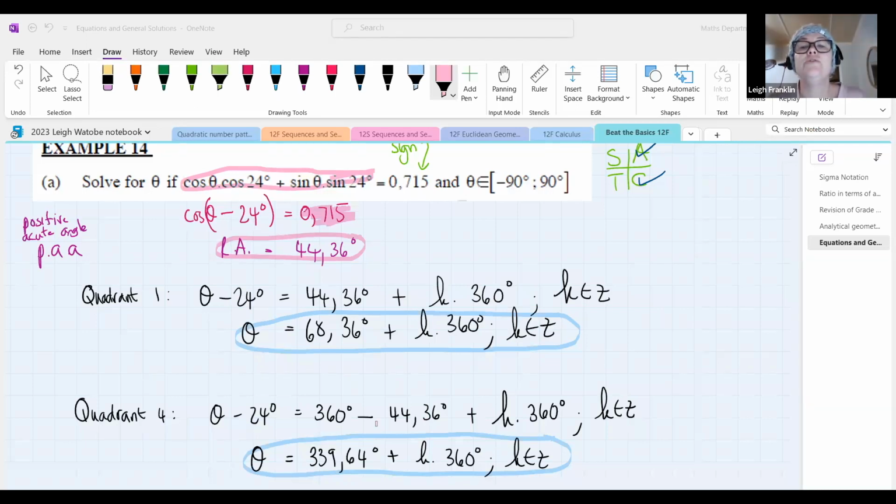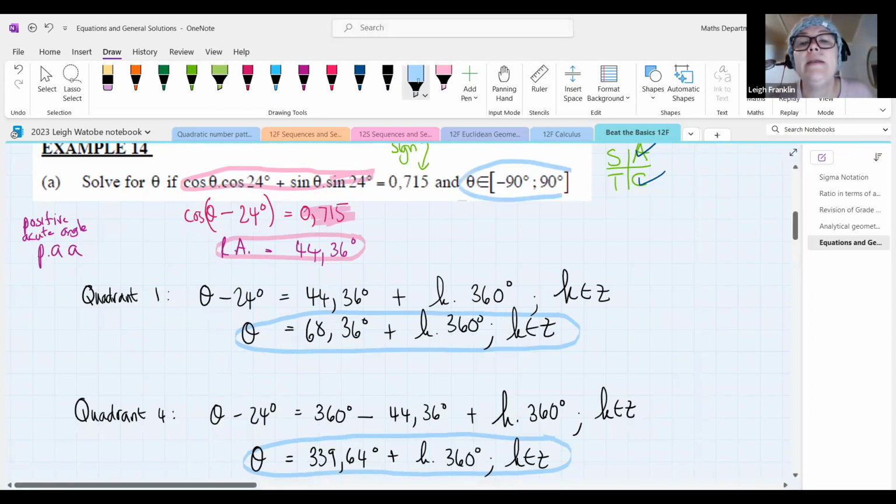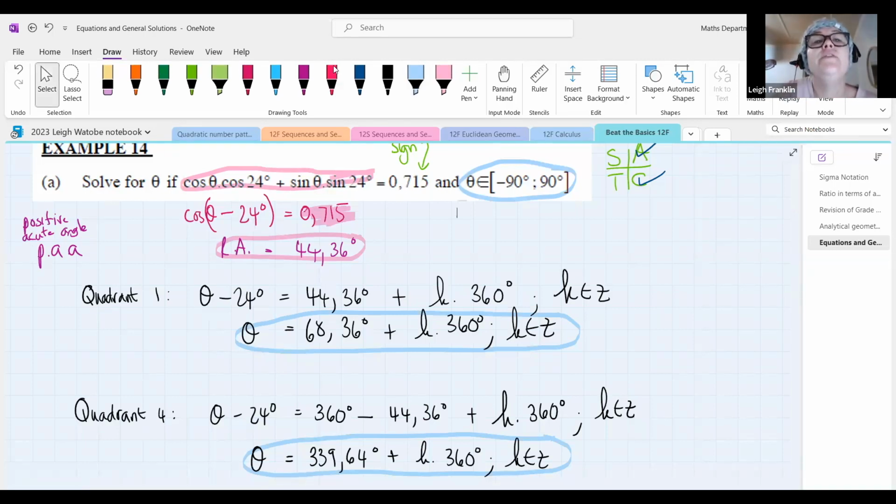Exactly. All right. So Ntokozo, that's the whole point. That's the whole point of the k being there. They have given us an interval between -90 and 90. They want us to find solutions for theta between those two values on the Cartesian plane, and we have to use our general solution and integer values for k in order to be able to do that.